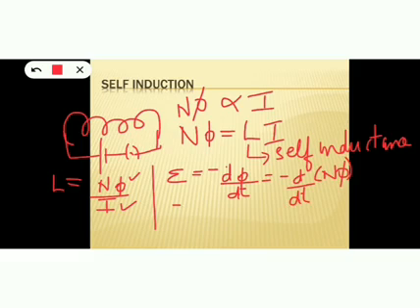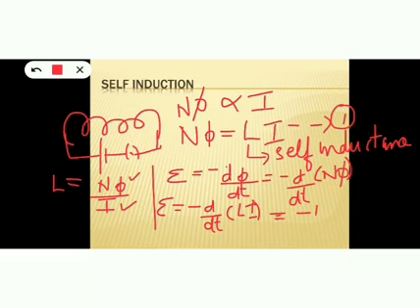Now substitute the expression for N phi. Let this be our equation number 1. As per equation number 1, what is N phi? N phi is L i. So therefore the induced EMF, E, is equal to minus d by dt of L i. And you know L is a constant, so you can take it outside the differential operator. So it will be equal to minus L into di by dt.